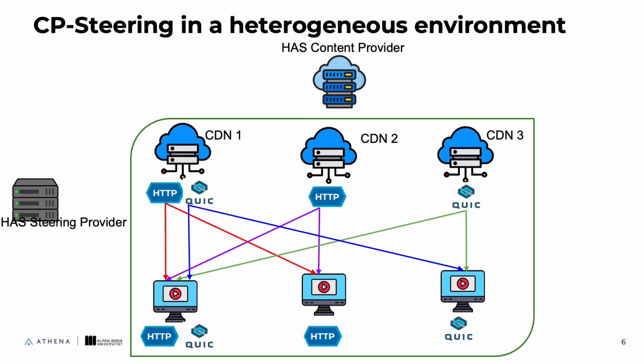So let's say that if client 1 wants to go over TCP, it can choose either CDN1 or CDN2. Likewise, if it wants to go over QUIC, the possible options are between CDN1 QUIC and CDN3 QUIC. Likewise, in a heterogeneous network environment, the steering provider would be able to provide multiple options.